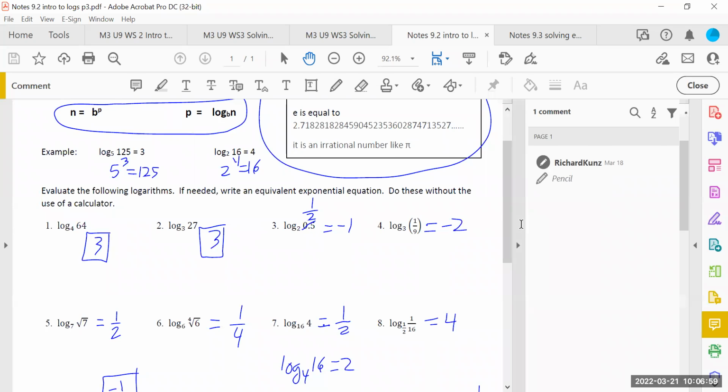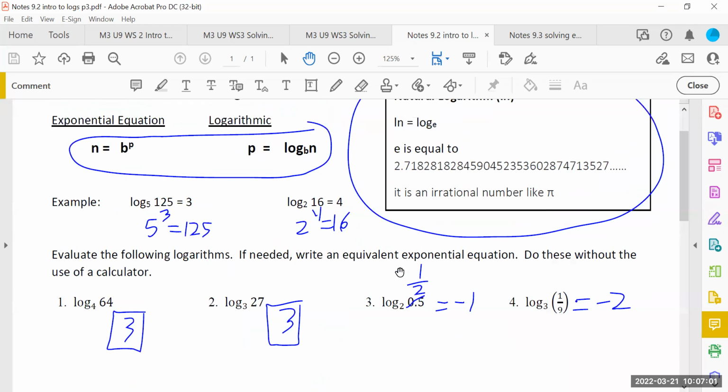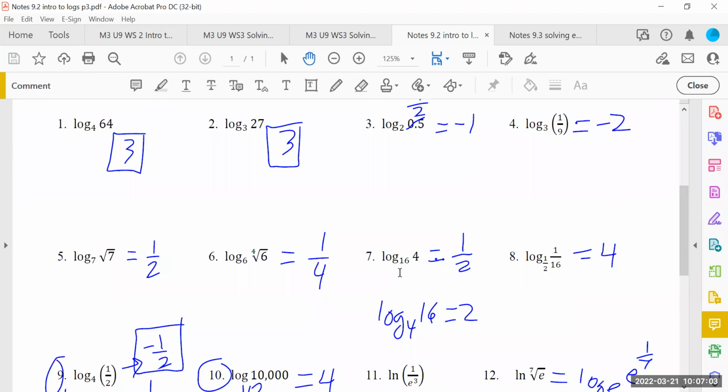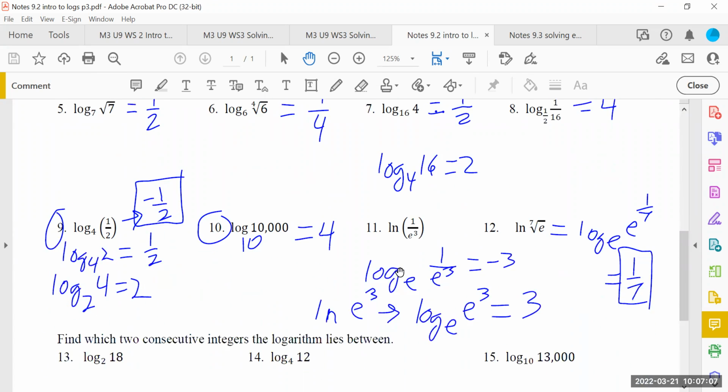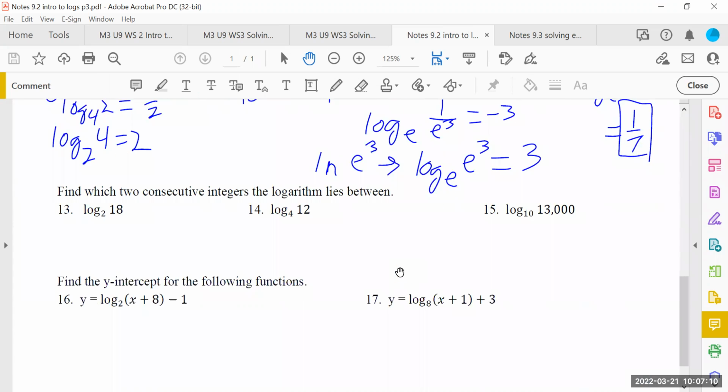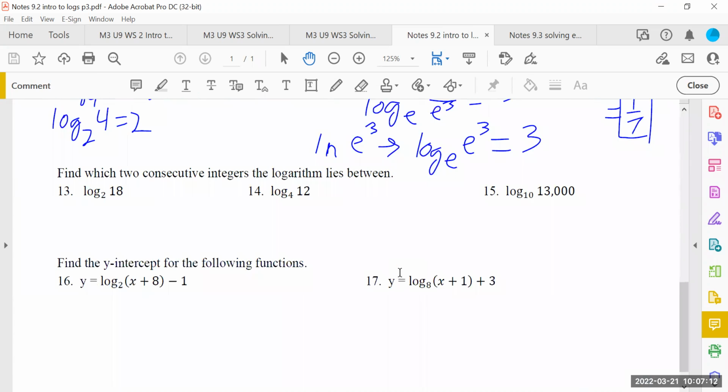So for section 2, we'd gone over all the rules. We talked about how log is essentially the what-power function. We had a bunch of examples that we worked out. We stopped right here. So everybody look at the notes, section 2, numbers 13, 14, and 15.